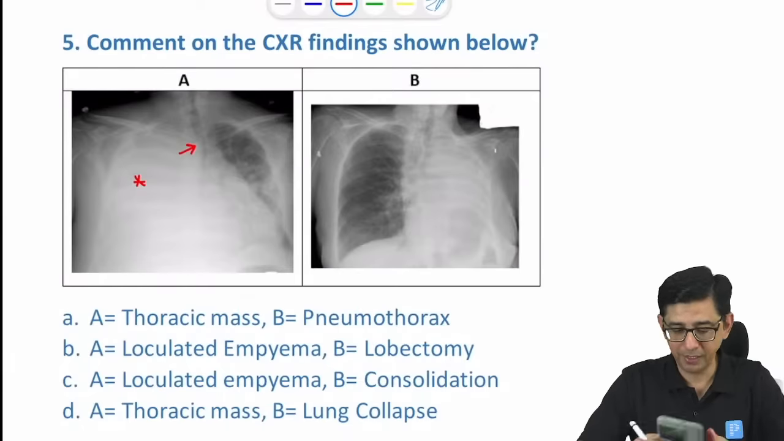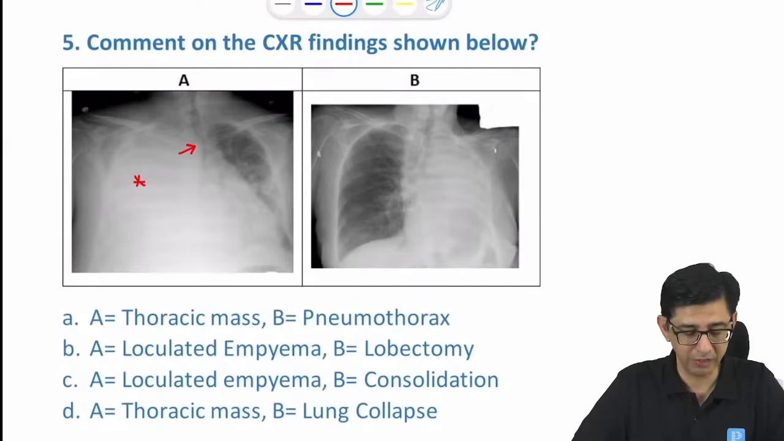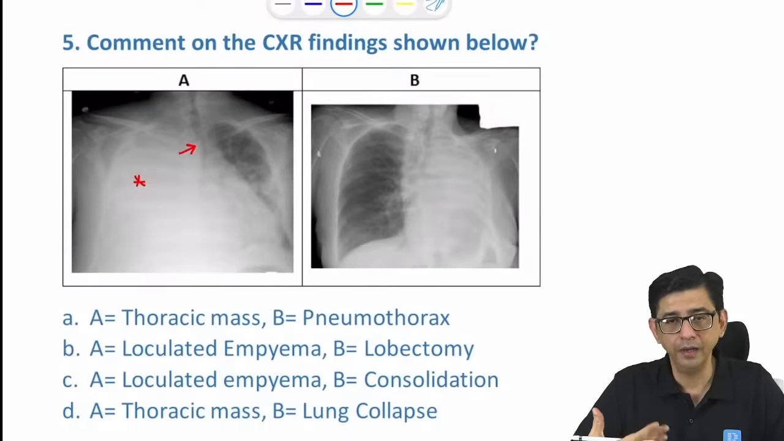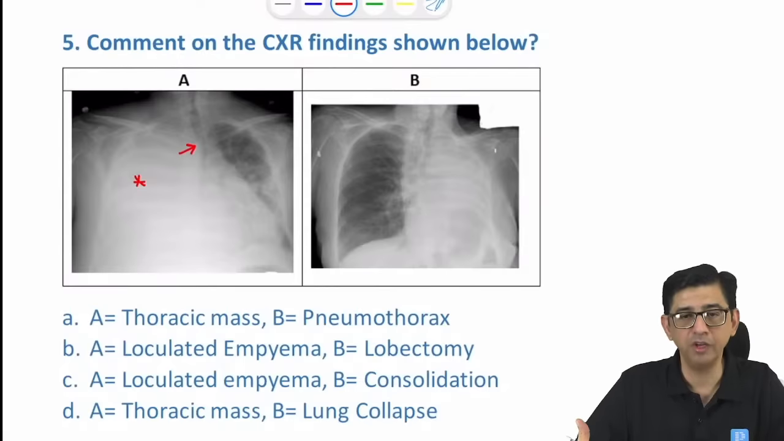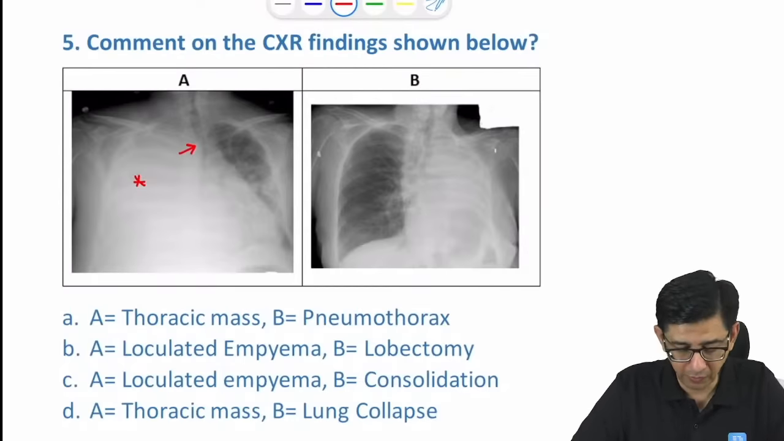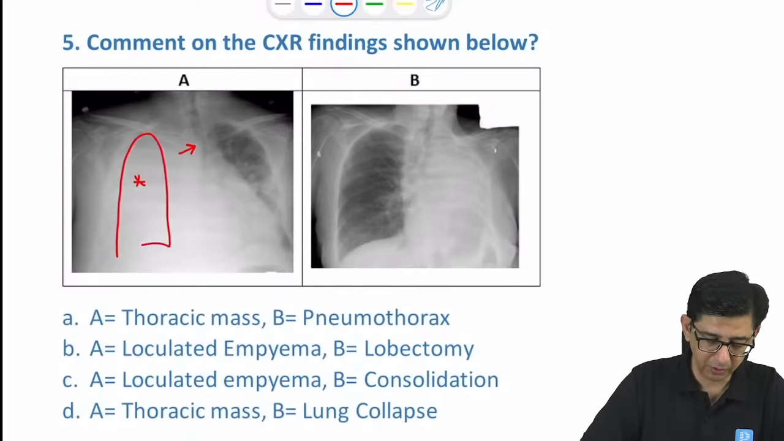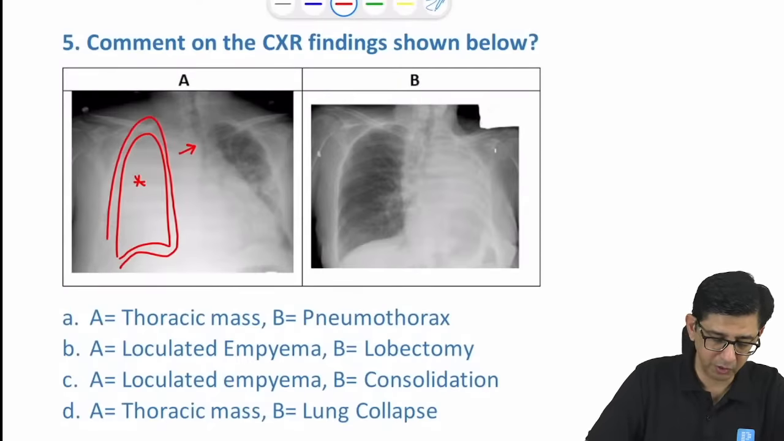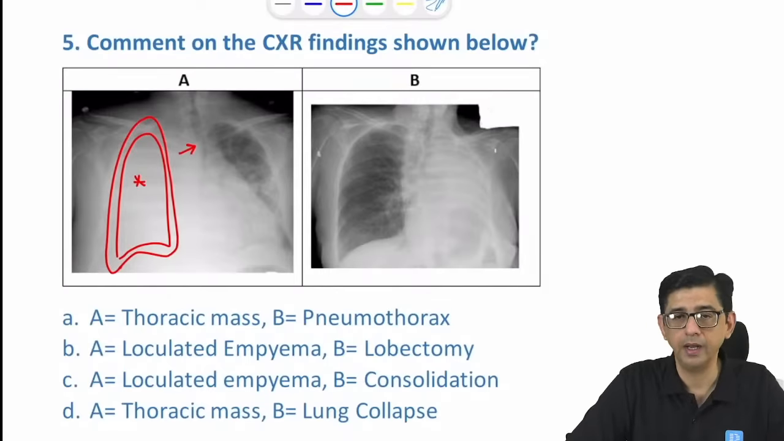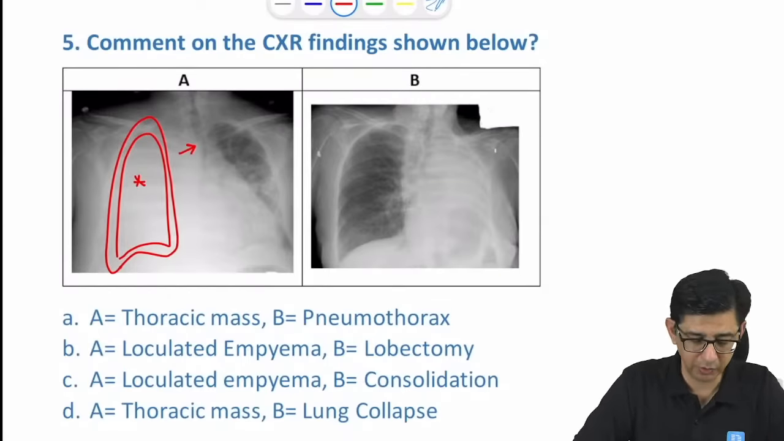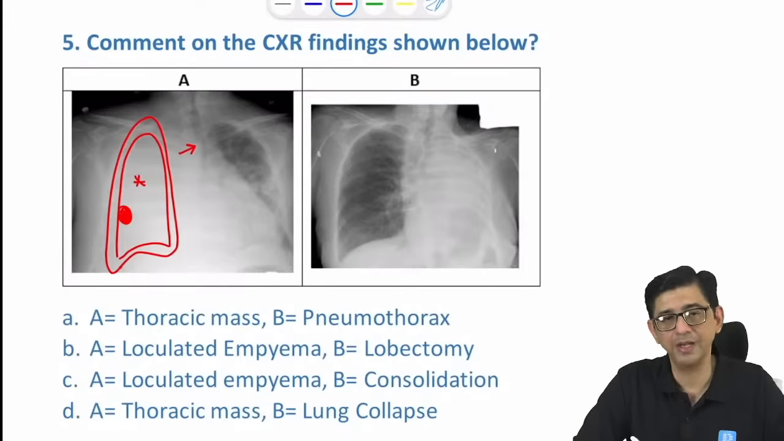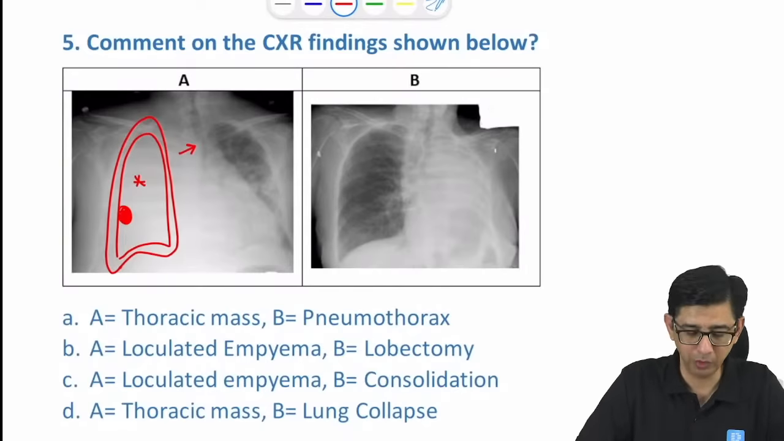What you have to understand for this particular question is that this person could probably be having a lung cancer. That lung cancer could be causing a malignant pleural effusion, and that malignant pleural effusion is then pushing the trachea away. So I'll just do markings here. If this is the lung of this chap, there is a big effusion present, and that effusion is causing the entire area to appear white. Because there was a lung cancer present, it has resulted in massive pleural effusion pushing the trachea contralaterally. So A is a thoracic mass.